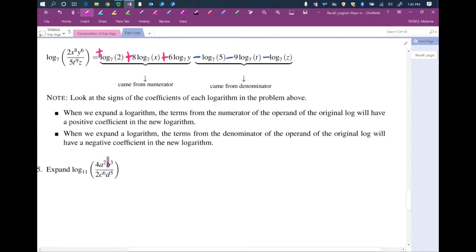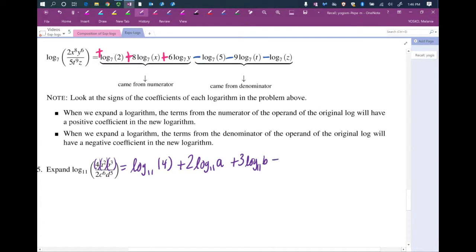Each of these is going to get its own logarithm. So we're going to have log base 11 of 4, because that's the first piece. There's a 4. Then we have an a squared and a b cubed. So plus log base 11 a squared. But I could really put that 2 down here, right? So 2 log base 11 of a plus log base 11 of b cubed. But again, I could put that 3 in front instead. Those came from the numerator, so all the coefficients are pluses.